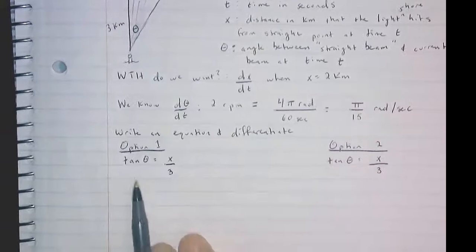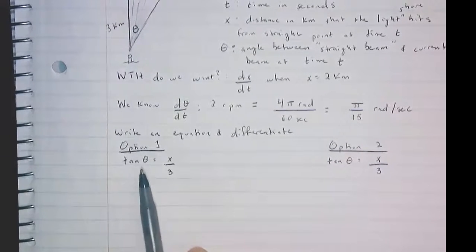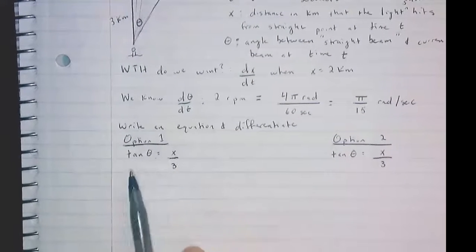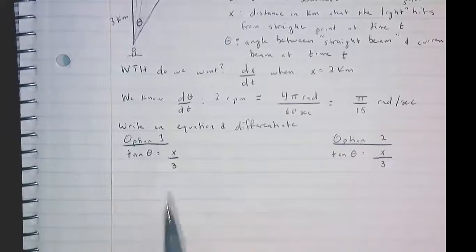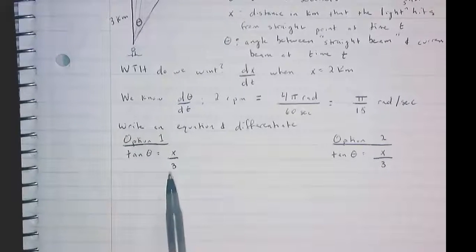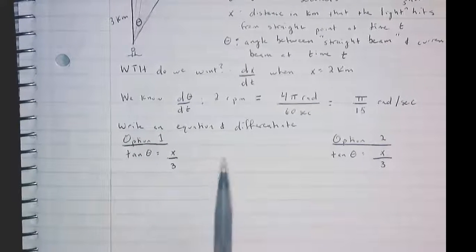Okay, so option 1 is just, let's just force this. Let's take the derivative and see what happens. Because this is generally what we would do. We'd set up an equation with some known variables, differentiate, and kind of pick up the pieces. See if we get what we need. Let's do that.